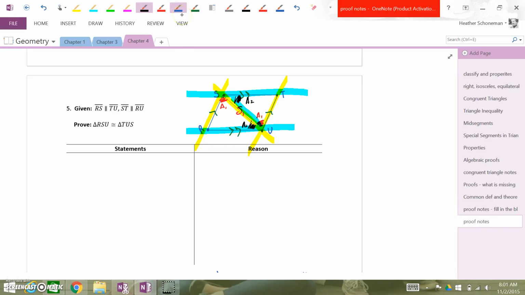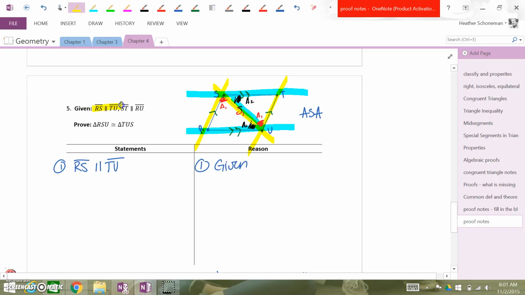So now I've got 2 angles and a side, and the side is in between angle 1 and angle 2, so this method is going to be angle side angle. Alright, so we're going to start by saying that RS is parallel to TU, and our reason is given. And when the yellow lines were congruent, we mark those red angles down as being congruent because they're alternate interior. So we're going to write angle RSU, that would be the top left angle, is congruent to angle TUS.